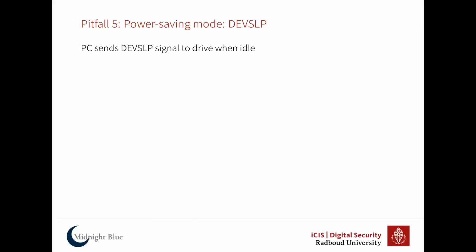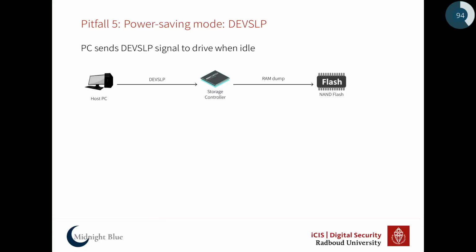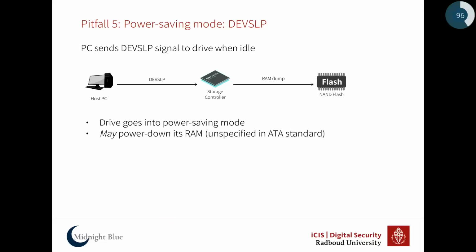Pitfall number five, and this is the final one. There's this dev sleep mode, which basically means go into some power-saving state. The host PC sends a dev sleep signal to the storage controller, and there's no specified way that defines how this power saving is to be achieved, so it can be achieved any way. The storage controller may decide to dump its RAM into non-volatile storage and then turn off its RAM. So it may do that.